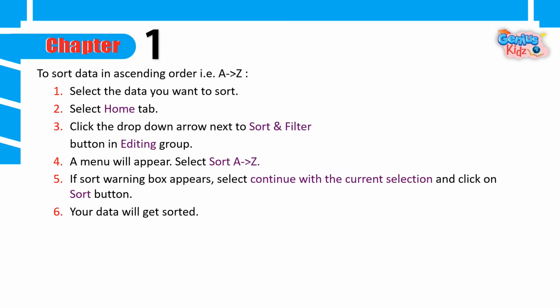To sort data in ascending order, that is A to Z: 1. Select the data you want to sort. 2. Select Home tab. 3. Click the drop-down arrow next to Sort and Filter button in Editing Group. 4. A menu will appear. Select Sort A to Z. 5. If Sort warning box appears, select Continue with the current selection and click on Sort button. 6. Your data will get sorted.